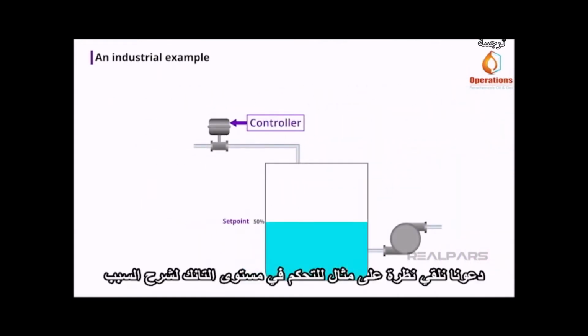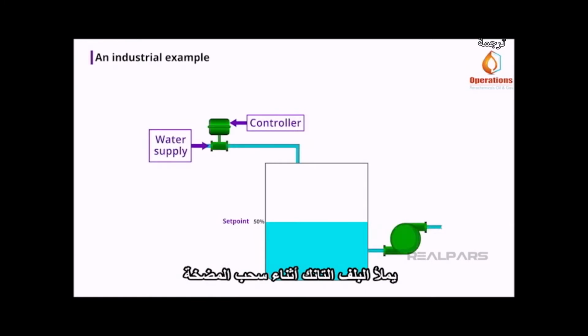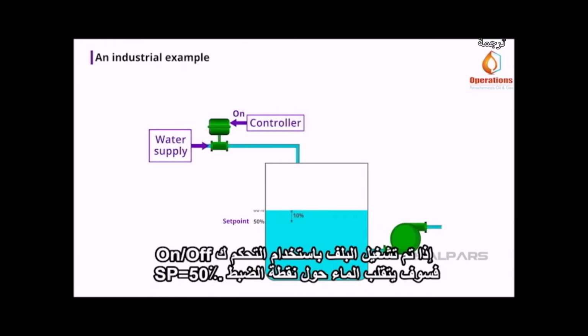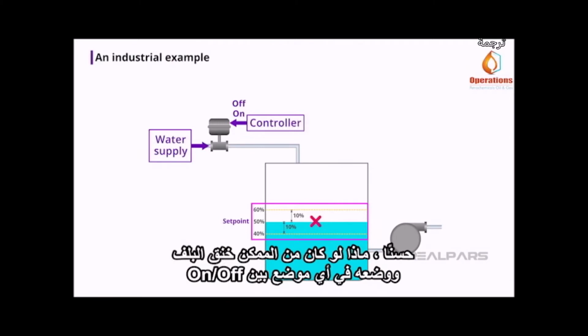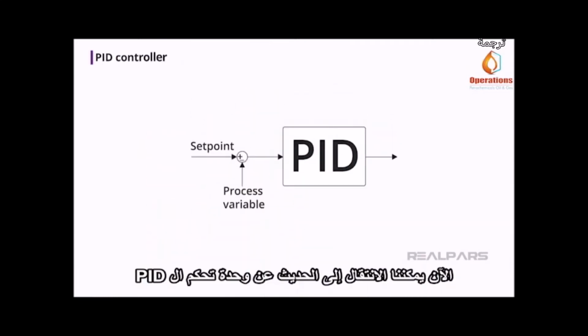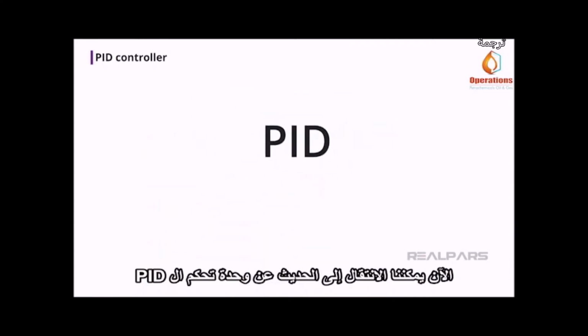Let's look at an example of tank level control to explain why. The valve fills the tank as the pump drains it. If the valve is operated with on-off control, the water will fluctuate around the 50% set point. For our purpose, let's say the fluctuation is plus or minus 10%. In most industrial applications, this fluctuation around the set point is not acceptable. Okay, well, what if it's possible to throttle the valve and place it in any position between on and off? Now we can move on to talking about a PID controller.